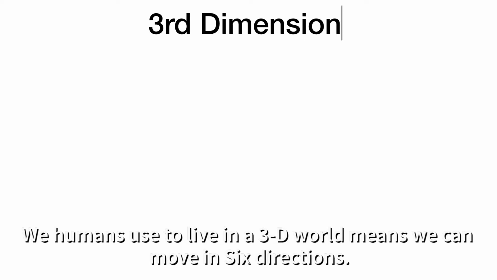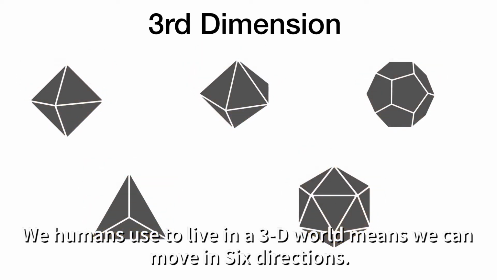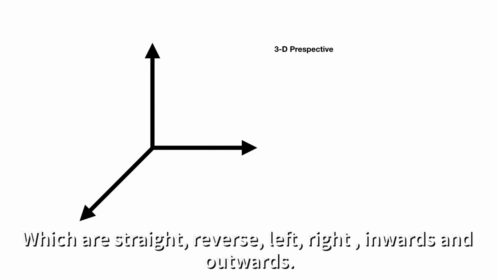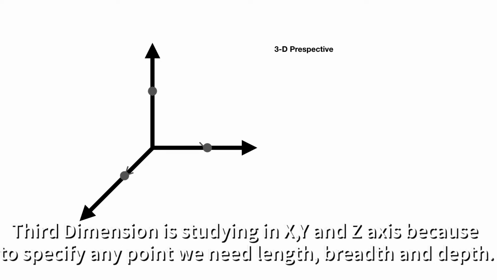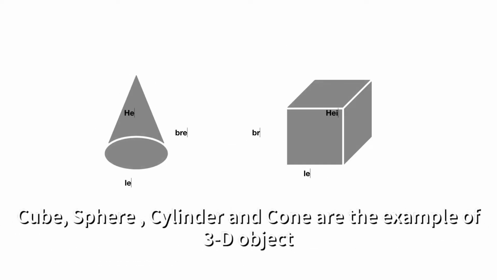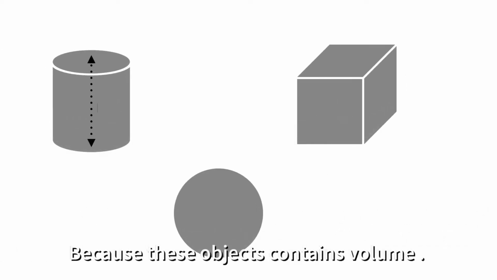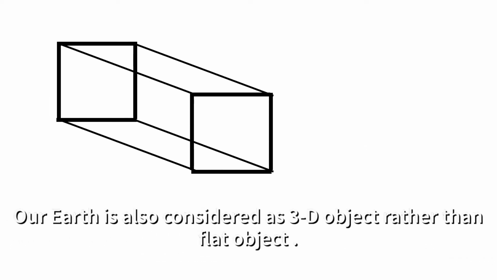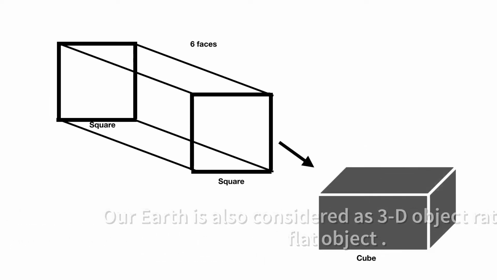We humans live in a 3-dimensional world, means we can move in 6 directions, which are straight, reverse, left, right, invert and outward. Third dimension is studied in x, y and z axis, because to specify any point we need length, breadth and depth. Cube, sphere, cylinder are examples of third dimensional objects, because these objects contain volume. Our earth is also considered a 3-dimensional object, a sphere rather than any flat object.